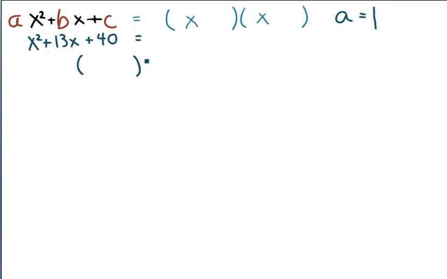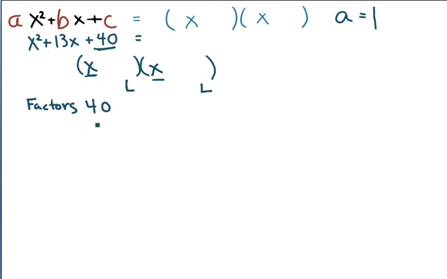Setting up that plan, our first consideration is what is the first term times the first term, and recognizing that the only possibility is x times x. Our next order is to look at what would create the last term times the last term, and knowing that that has to be factors of our last term, which is 40.